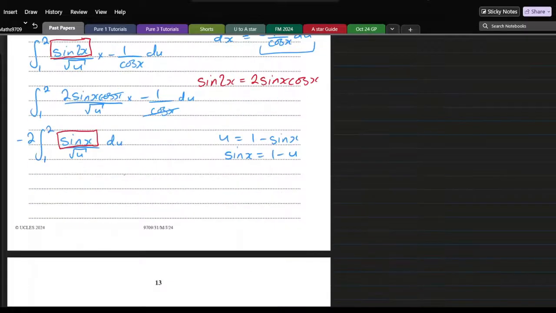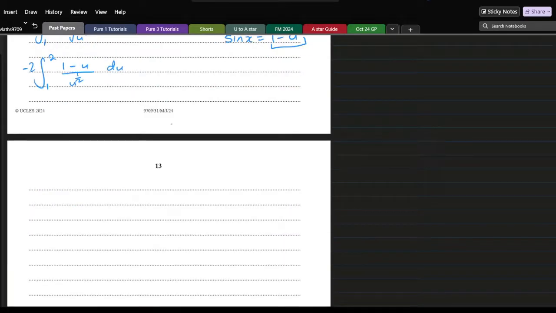And so this here can be written as negative 2, the integral from 1 to 2 of, we're replacing sine x with 1 minus u. So 1 minus u over the square root of u, but I'll write that as u to the power half with respect to u. And now everything is in terms of u, but we want to distribute the denominator so that we simplify. So this is the integral from 1 to 2 of 1 over u to the half minus u over u to the half with respect to u.